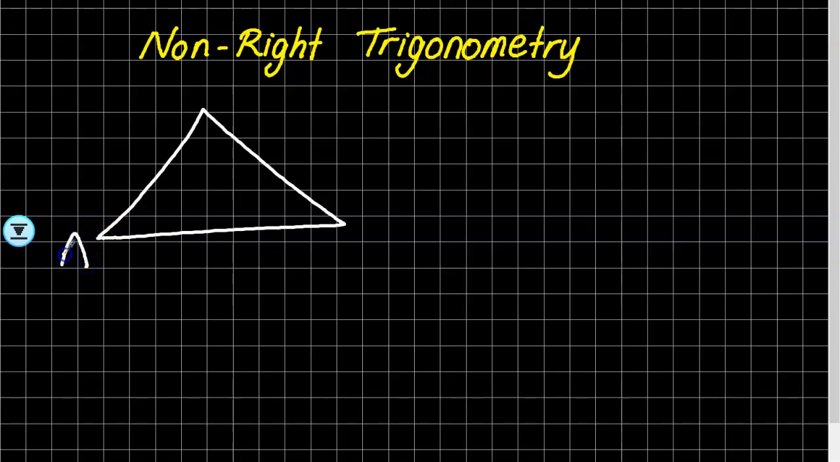This angle here is called capital A. This angle here is called capital B. And this angle here, capital C. Everybody make sure you get the spelling right. A, B, and C. The length that is opposite angle A is little a. The length that is opposite angle B is little b. And the length that is opposite angle C is little c.